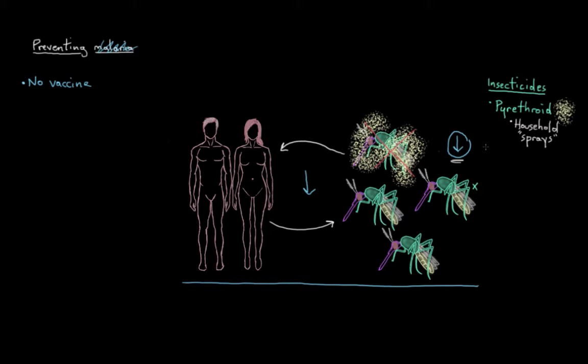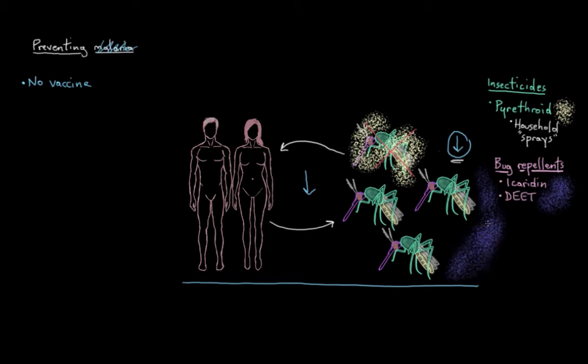And you might have heard of two spray-on bug repellents, one called icaridin and one called DEET, D-E-E-T. These are chemicals that you can spray on your clothes or your skin to keep mosquitoes away. Mosquitoes actually hate the smell of these chemicals. We can't really smell it, but mosquitoes do, so they stay away. So that's why these work so well as insect repellents.